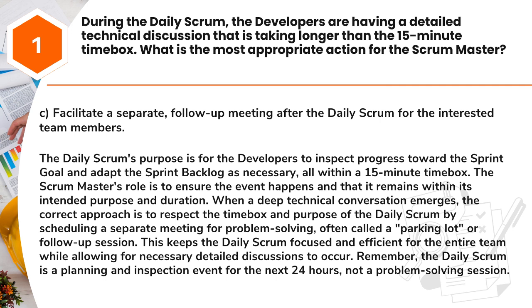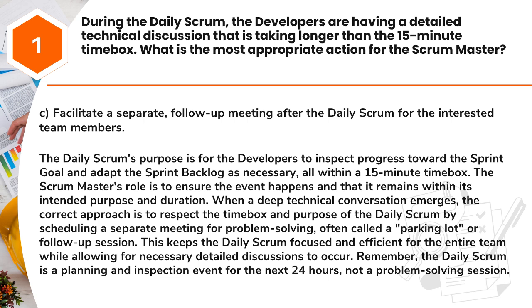Answer: C. Facilitate a separate, follow-up meeting after the daily Scrum for the interested team members. The daily Scrum's purpose is for the developers to inspect progress toward the sprint goal and adapt the sprint backlog as necessary, all within a 15-minute time box. The Scrum Master's role is to ensure the event happens and that it remains within its intended purpose and duration.